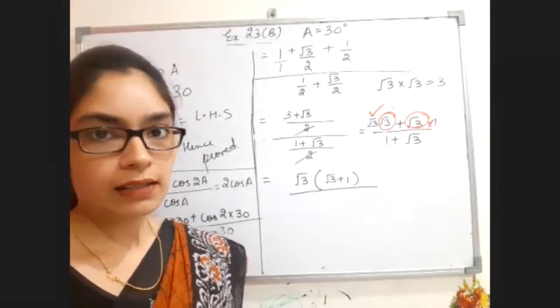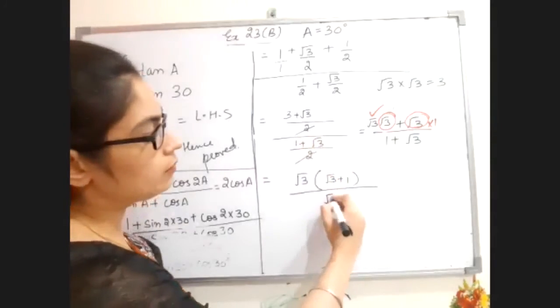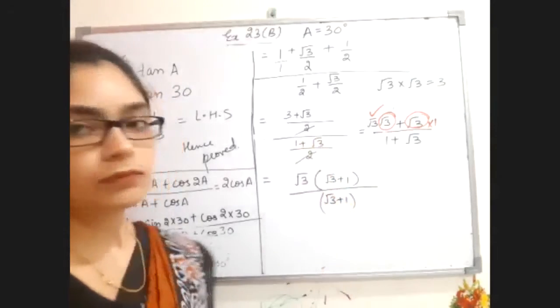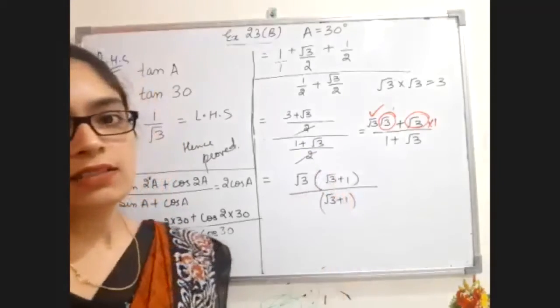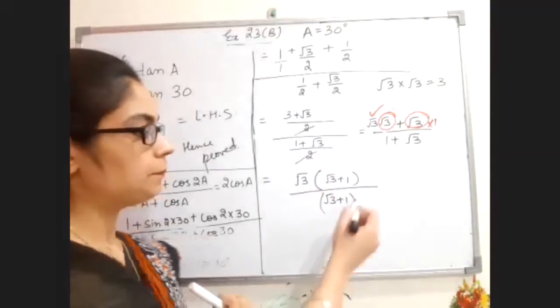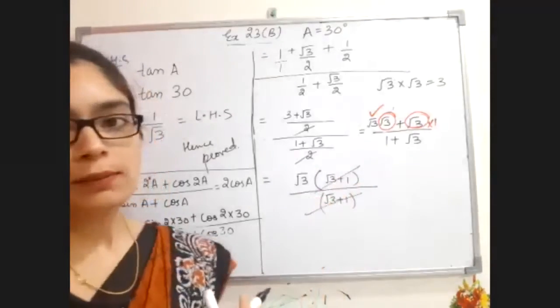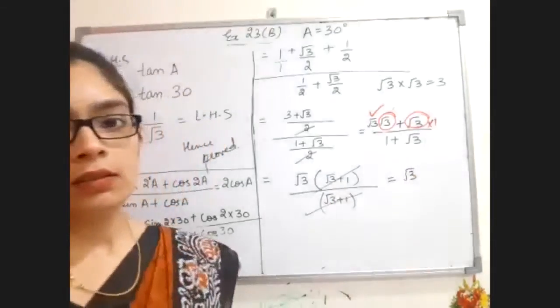Yes, ma'am. So here the denominator 1 plus root 3, can I write it as root 3 plus 1? Yes, because addition is always commutative. 1 plus root 3 is also same, root 3 plus 1 is also same. So root 3 plus 1, root 3 plus 1, it will get cancelled. So I am left with only root 3.